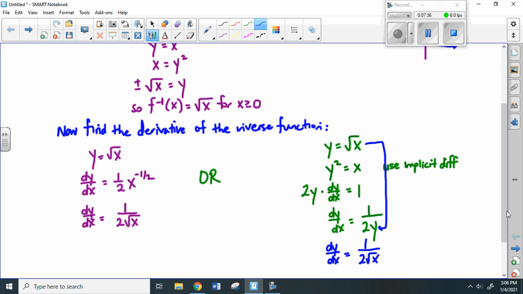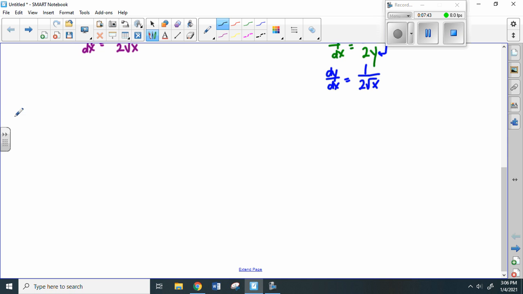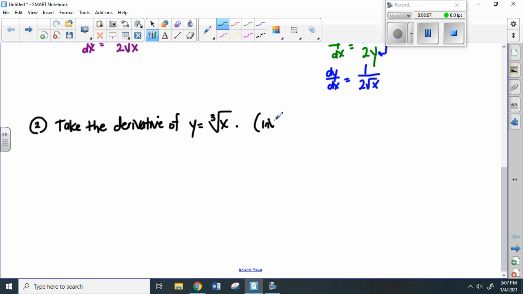All right, so now I want us to take another derivative. All right, so what if I wanted you to take the derivative of y equals the cube root of x, okay? Because that's the inverse of, all right, what function? Hopefully you say x cubed. Okay, well, y equals x cubed. Let me write it as an entire function. Okay?